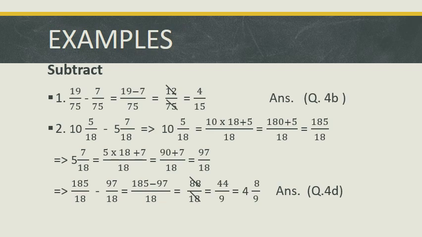Now this is an improper fraction, so we will change it to a mixed fraction. So what is the answer in mixed fraction? It is 4 8 by 9. So this is our final answer. I hope you all have understood. And children, this question is question number 4D of your exercise 7C.